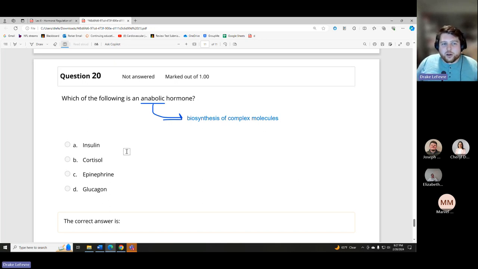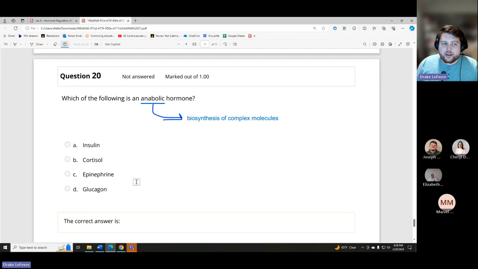So when we talk about an anabolic hormone encouraging biosynthesis, if we think cortisol, what does cortisol do for us? What's its job? Get us through long-term stress. By doing what, specifically to blood glucose levels? Keeping them increased. Keeps them high, right? So in order to do that, is it going to be building a complex molecule like glycogen, or breaking it down? Breaking down. Cortisol will be released and break down glycogen in order to keep blood sugar levels high.